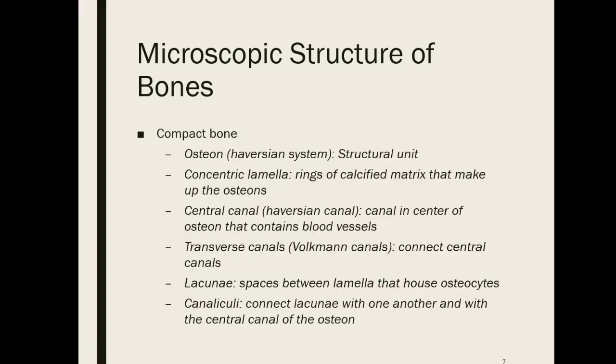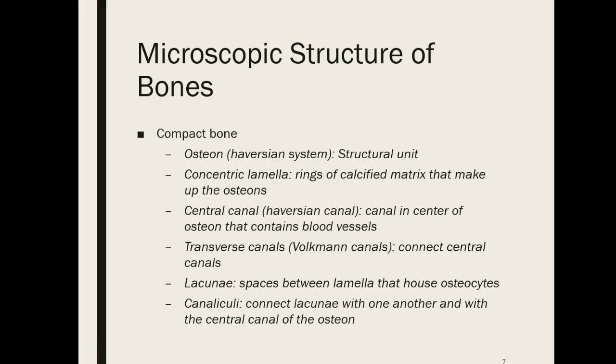The compact bone, or that hardened bone that's at the diaphysis of the bone, or the shaft of the bone, is made up of a couple different areas. So we have the osteon, also called the Haversian system, which is the actual structural unit of the bone. Inside of that, we have the concentric lamella, which are rings of calcified matrix. So these make up the osteons.